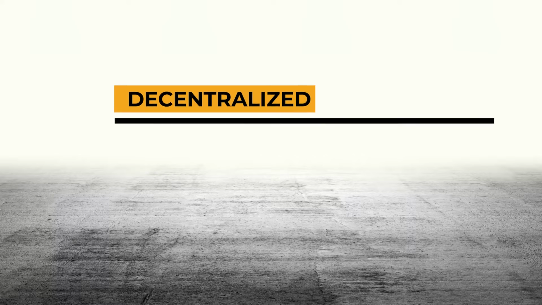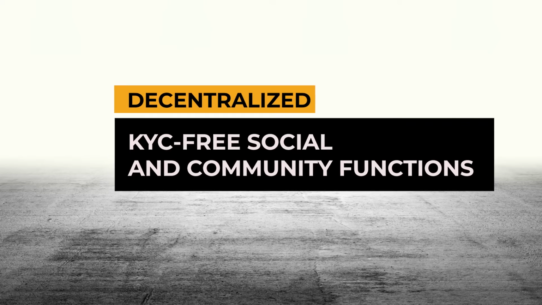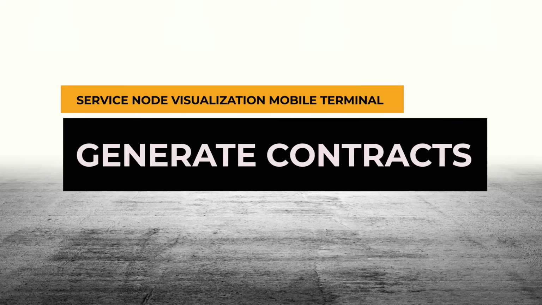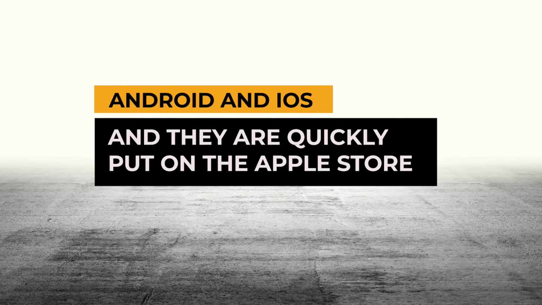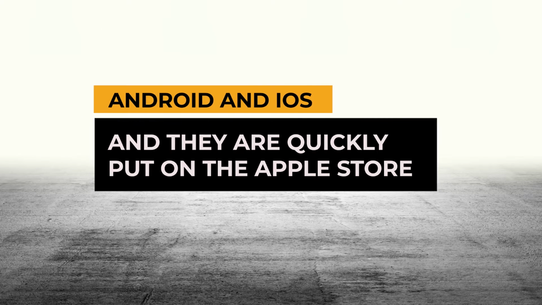B. Decentralized, KYC free social and community functions. Automatically obtain social identity based on user wallet address. C. Service node visualization mobile terminal. Generate contracts. D. At the same time, 2 major versions of Android and iOS are developed and they're quickly put on the Apple Store. E.